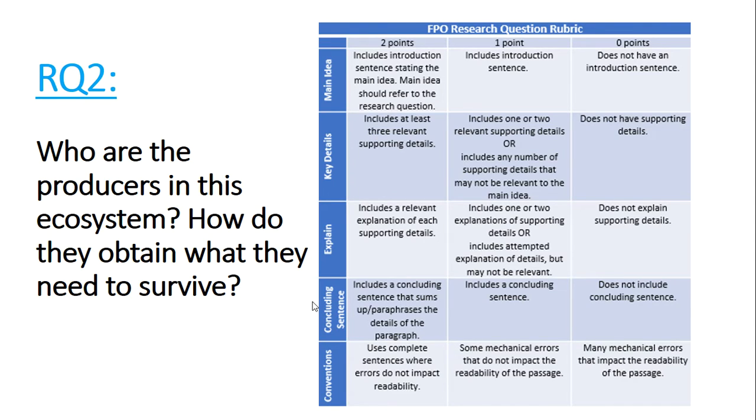Now, your conclusion is not just "even though this ecosystem is far away, it's still pretty cool." That's really not a concluding sentence. You need to be summarizing the pieces that you wrote about throughout your writing, and I'll show you a sample of that. And then finally, I need complete sentences where your errors do not impact my ability to read. They need to be neatly written, not rushed, not sloppy, neatly written, and I need some proper capitalization and spelling.